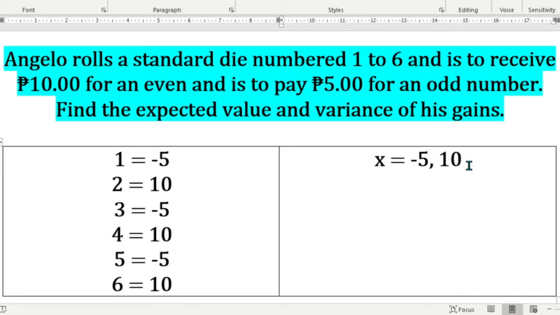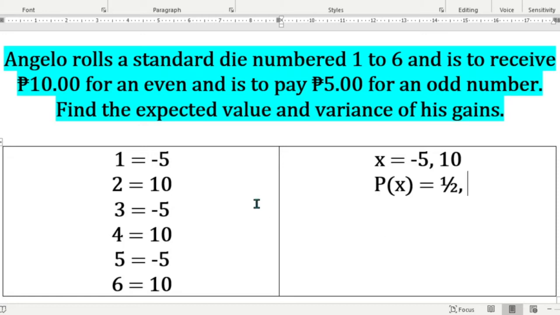Next, we need to determine the probability of each possible value. What is the probability that he will be paying 5 pesos? It will occur when 1 comes out, 3 comes out, and 5 comes out. That is now the probability of the possible value negative 5. How many probable outcomes? 1, 2, 3. Thus, we have 3 over the sample space, which is 6. That is 3 over 6, which is 1/2 in simplest form.